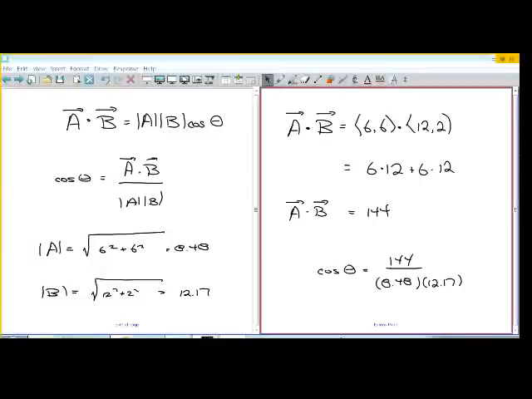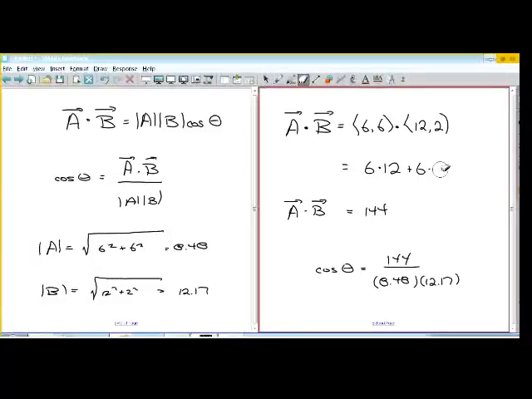Okay, I found the error. Hopefully, maybe you did too. I should have multiplied that by 2, not 12. So we get 72 plus 12, which is 84. So this becomes 84 instead.